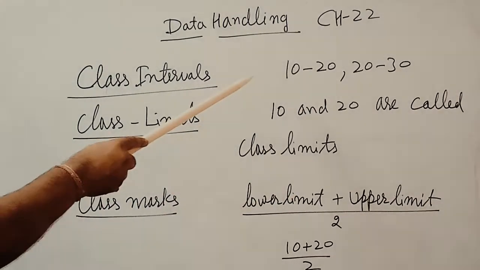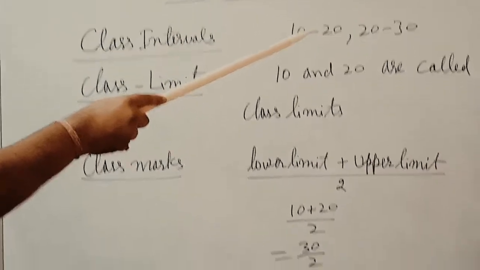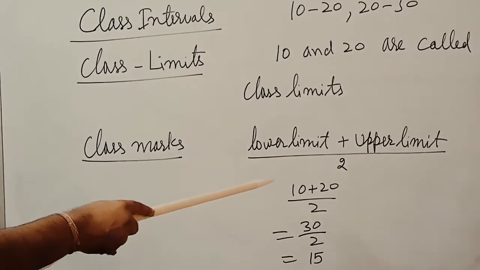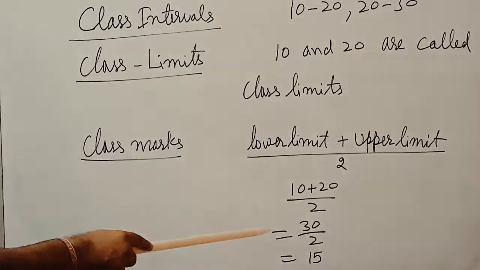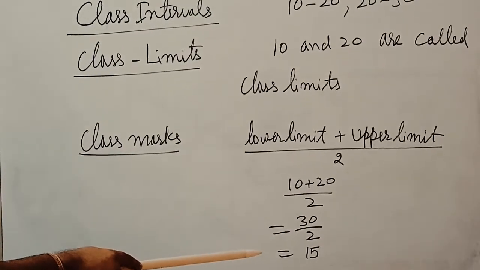Class mark is lower limit plus upper limit upon 2. Here the lower limit is 10, upper limit is 20. For the next, the lower limit is 20, upper limit is 30. So lower limit plus upper limit upon 2, that is 10 plus 20 upon 2, that is 30 upon 2, that is 15. So that is known as class mark.